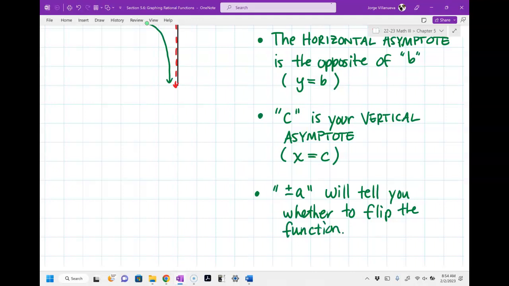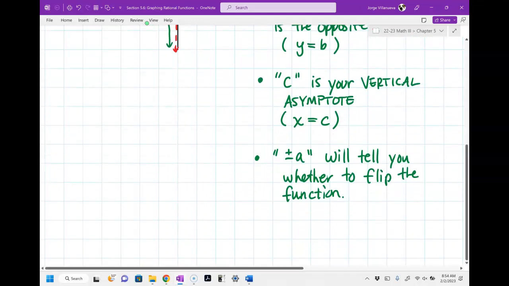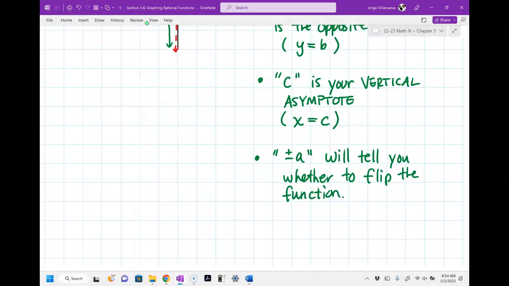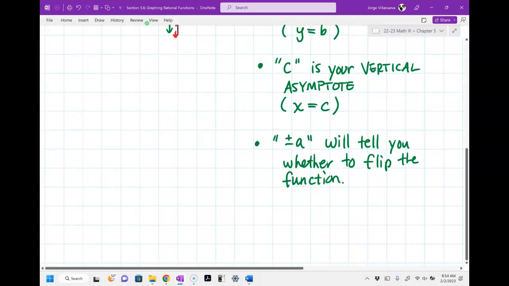Remember, a positive one leaves it normal. A negative one, you're going to flip it over. So the A term, whether the whole fraction in the front is positive or negative, is going to tell you whether you should draw it normally or flip it over. Like I said, I know this seems like it could be difficult.